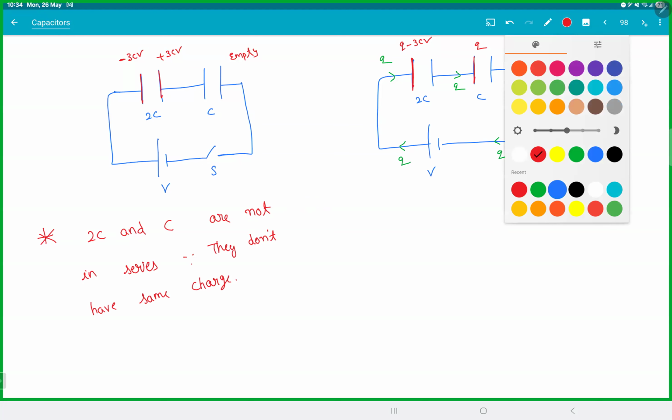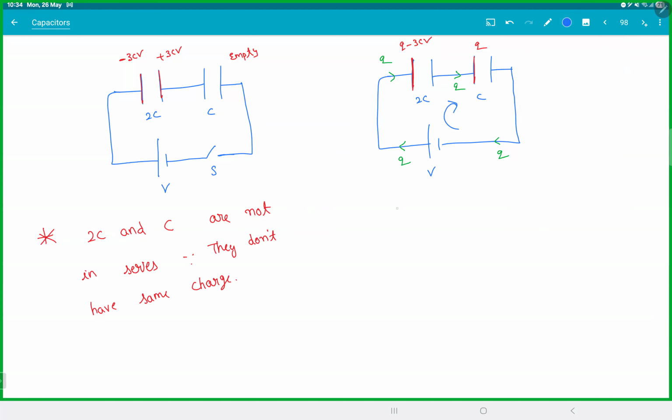Then apply Kirchhoff's loop law. I'll go through the battery. V minus (Q minus 3CV) by 2C minus Q by C is 0. This is CV minus Q by 2 plus 3V by 2 minus Q is 0. This is 5CV by 2 is 3Q by 2. Q is equal to 5CV by 3. Am I right?